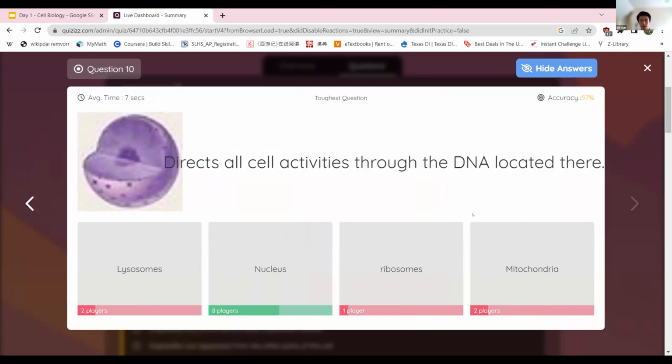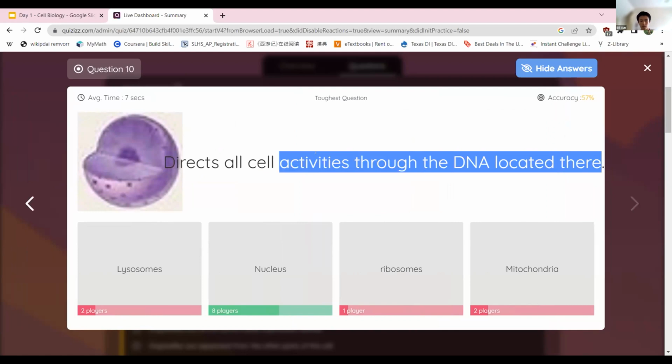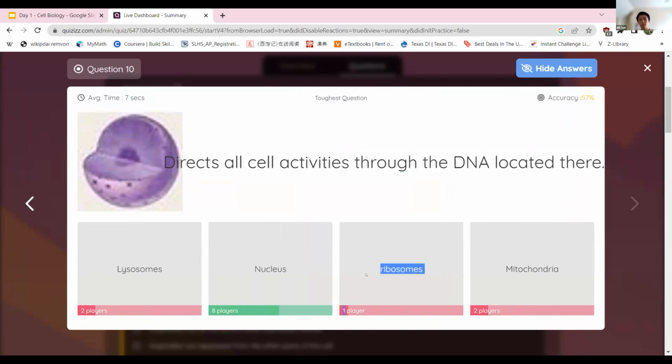I mentioned that the DNA is stored in the nucleus, not the ribosomes. The ribosomes contain a related form of nucleic acid called RNA. And the mitochondria actually do contain DNA, but they don't direct the cell activities. It's the nucleus that directs the cell activities. And lysosomes, I've mentioned that they digest organic molecules and remove waste products.